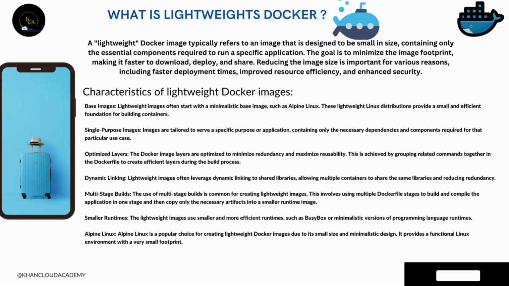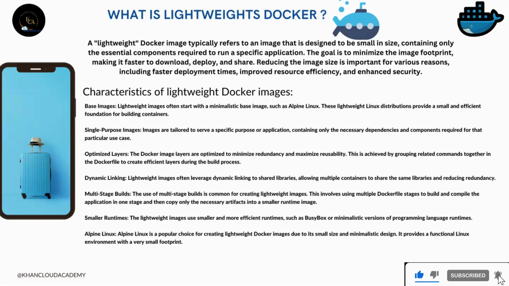So a lightweight Docker image typically refers to an image that is designed to be small in size, containing only the essential components required to run a specific application. The goal is to minimize the image footprint, making it faster to download, deploy, and share. This is the main purpose of it. Reducing the image size is important for various reasons, including faster deployment times, improved resource efficiency, and enhanced security.